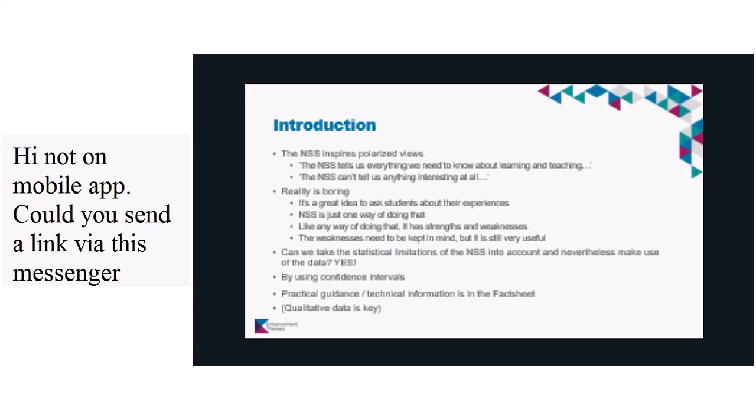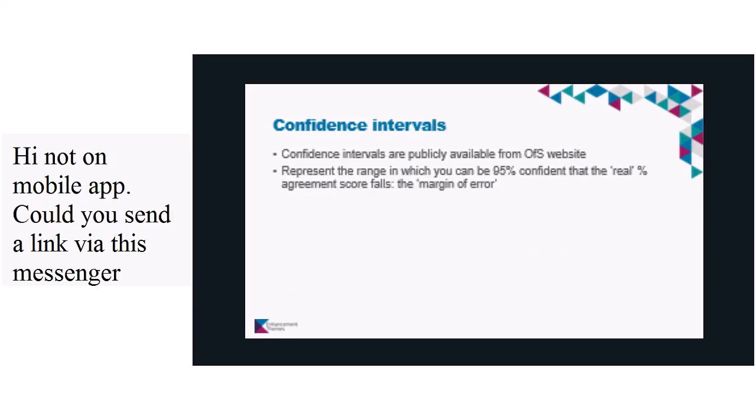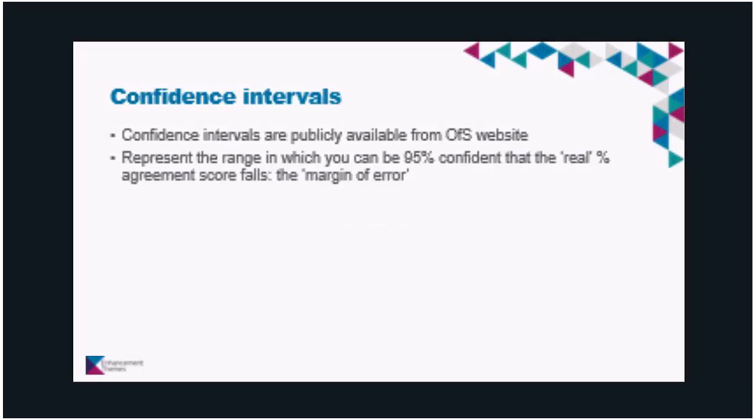But I'm going to be talking about what you can do with the numbers because they're there, so what can we use them for? So confidence intervals. They represent the range in which you can be confident to a certain level that the real score falls, right? So they're publicly available from the Office for Students website.